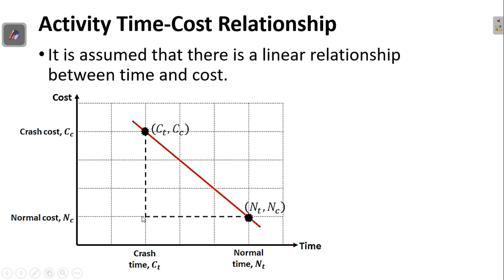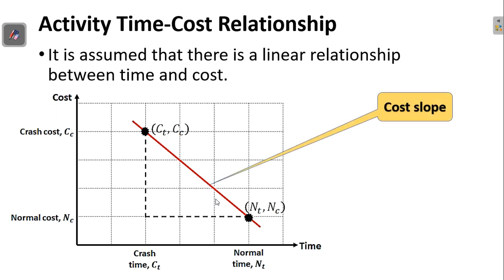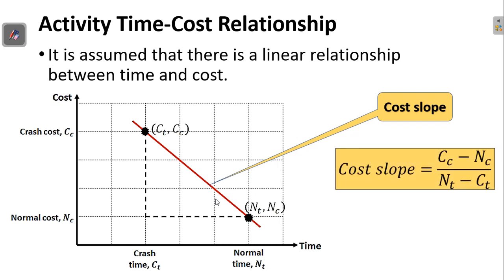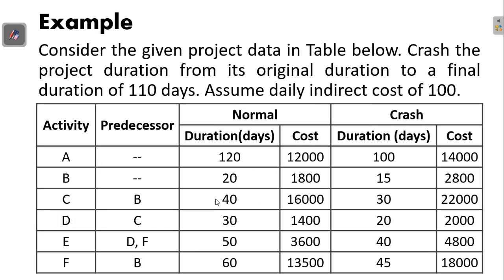If you keep decreasing the time from this normal time, at a certain point, let's call it the last point, we call it the crash time or crash duration, and its corresponding cost is called the crash cost. The slope of the line connecting these two points is what we call the cost slope. This cost slope is mathematically calculated as the ratio of the difference between the crash cost and the normal cost to the difference between the normal duration and the crash duration.